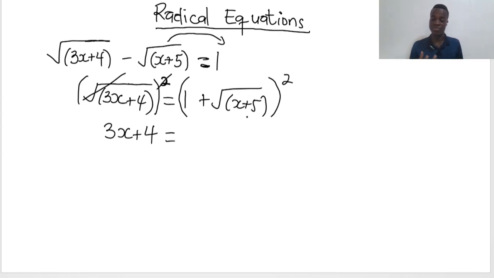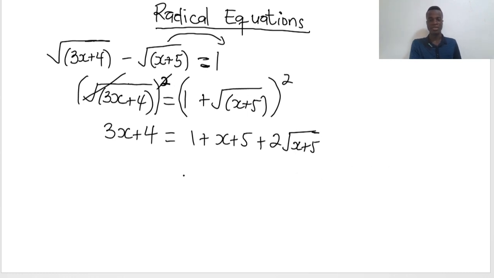So we need to do what? Expansion. We said that in the previous video. Kindly watch that and go through. So if you do the expansion, you take your time and do your expansion, we have this plus x plus 5 plus 2 square root of x plus 5. So this is what we get after the expansion. Then we simplify. I have 3x plus 4 will be equal to x, x here. So I have 5 and 1 plus 6 plus 2 square root of x plus 5.